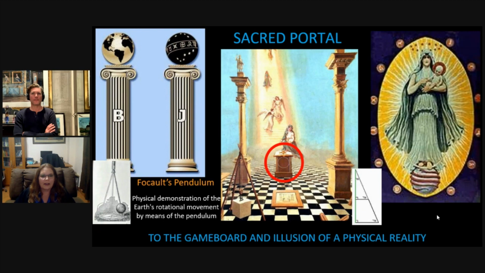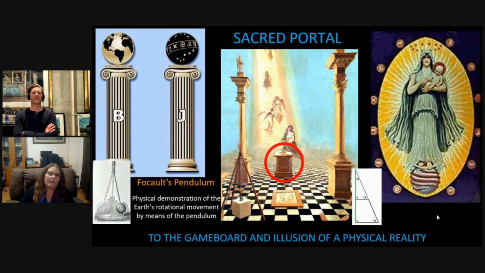And then on the lower left-hand corner of the painting, you see the pendulum, basically. I have an image on the far left of Foucault's pendulum, a physical demonstration of the Earth's rotational movement by means of the pendulum, right? We fall into form as a spin, right? Electromagnetic energy into this perception of reality. It's all an illusion. This is what we need to drive home and need to understand.